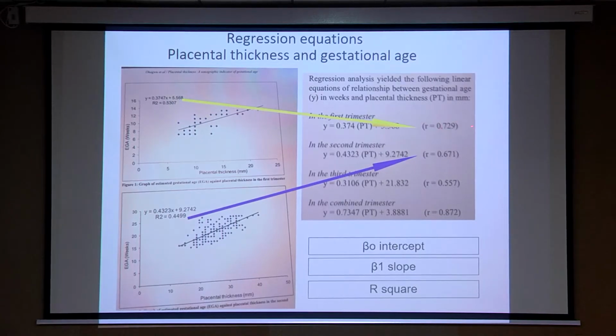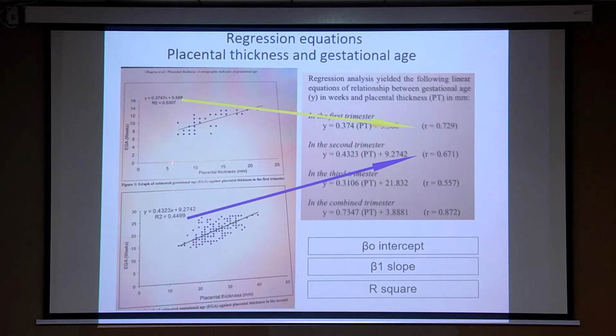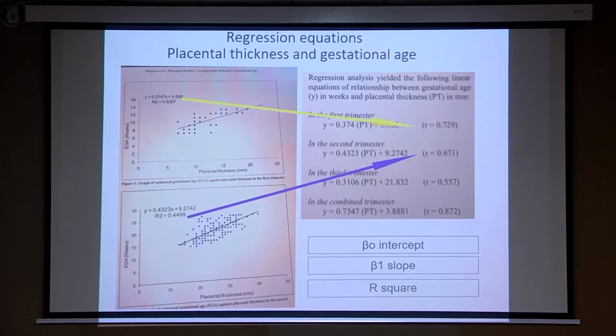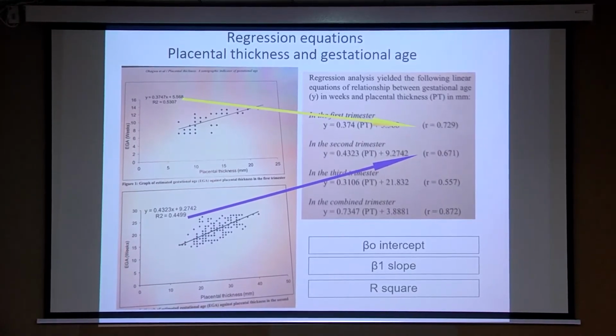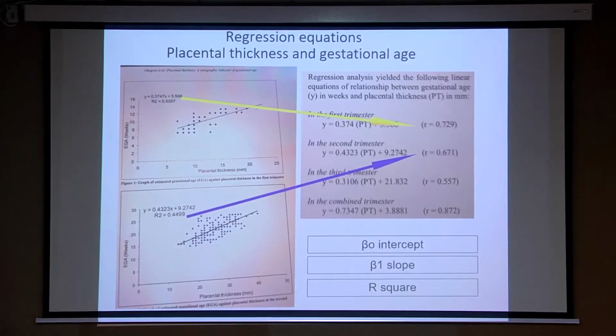So this is r. If you square it, you get r square. So these four values will be given in the regression equation. Don't be afraid. These are all simple measures to follow the regression equation.